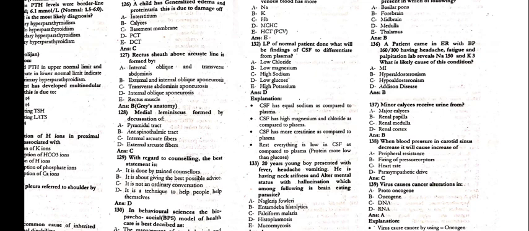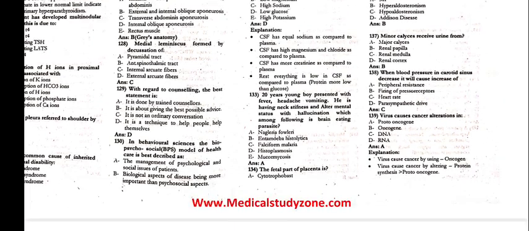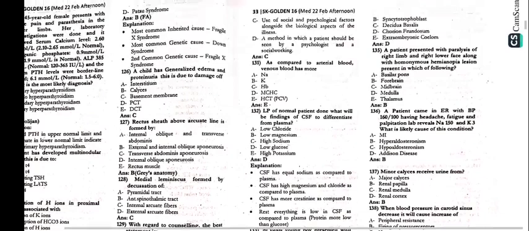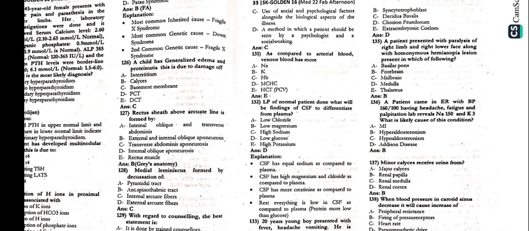132, LP of the normal patient done. What will be the finding of CSF to differentiate from the plasma? That is D, low glucose. 133, the 20 years old young boy presented with the fever, headache, vomiting. He's having neck stiffness and altered mental status with the hallucinations. Which among the following is the brain eating parasite? That is Naegleria fowleri. 134, the fetal part of the placenta is D, the chorion frondosum.